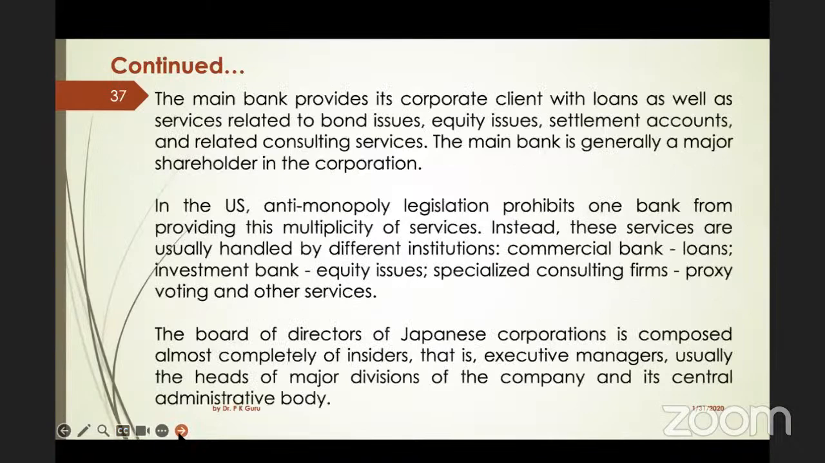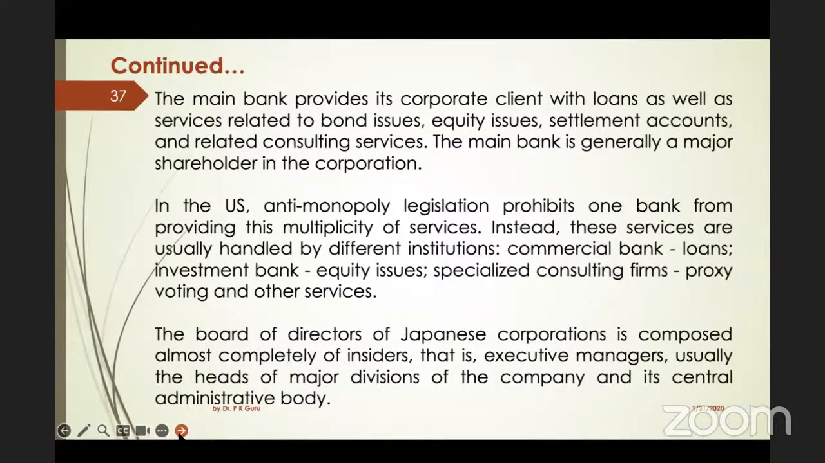The main bank provides its corporate client with loans as well as services related to bond issues, which is not allowed in India. Bond issues, equity issues, settlement of accounts, and related consulting services. Here, banks only provide loans. They do not do all these. Banks have sister concerns who deal with this type of services in India.